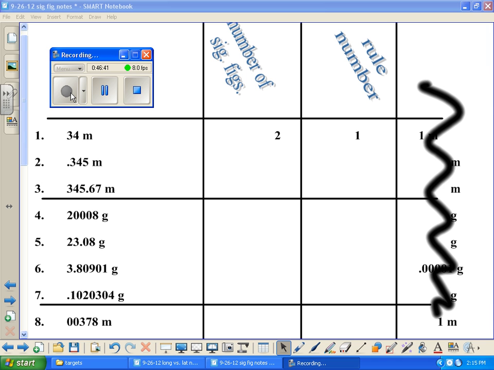I would like you to scribble out the right-hand column for now, lightly. Don't get crazy. Lightly. You may use this for 2 weeks when we come back to procedure.